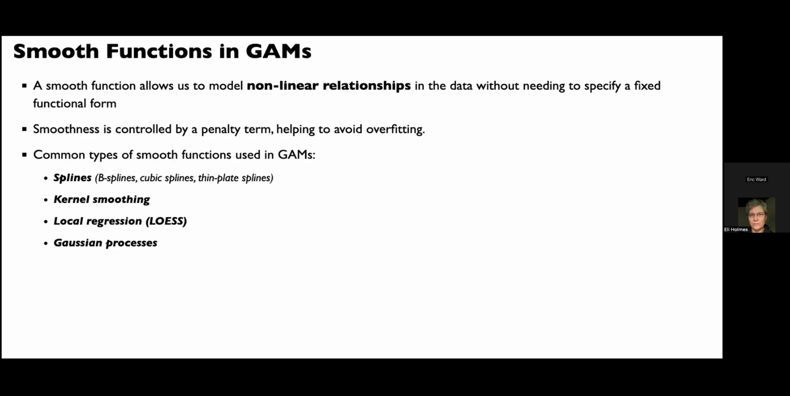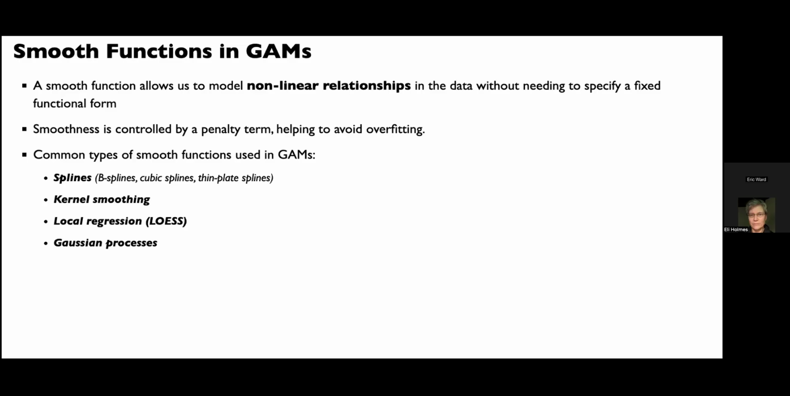So the smoothness in a GAM is controlled by this penalty term, and that's useful to avoid overfitting. So if you have sparse data, you don't have a lot of time points, then internally what's going to happen is that you're going to put a greater penalty on complexity, and it's not going to let you fit a really complicated nonlinear relationship. On the other end of the spectrum, if you have thousands of data points, then the model is going to be really relaxed and let you fit potentially very complex relationships.